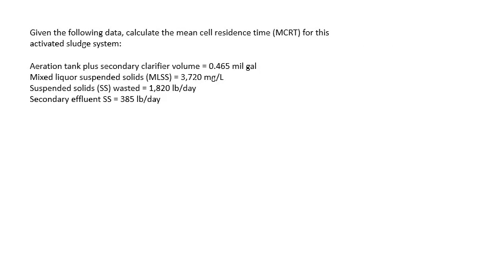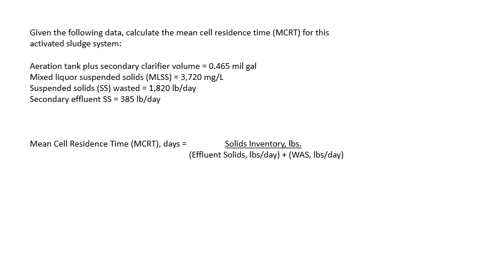All right, so let's get into some of the math. Given the following data, calculate the mean cell residence time for this activated sludge system. You have an aeration tank plus secondary clarifier volume of 0.465 million gallons. You have mixed liquor suspended solids, MLSS, of 3,720 milligrams per liter. Your suspended solids wasted is 1,820 pounds per day, and your secondary effluent SS is equal to 385 pounds per day.